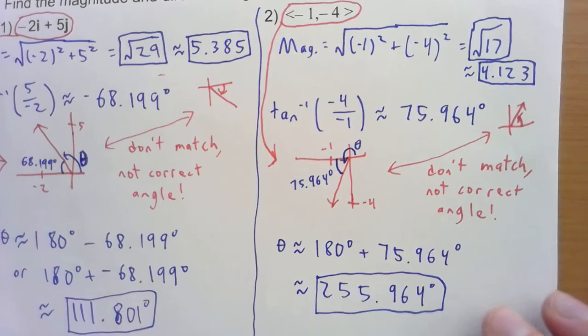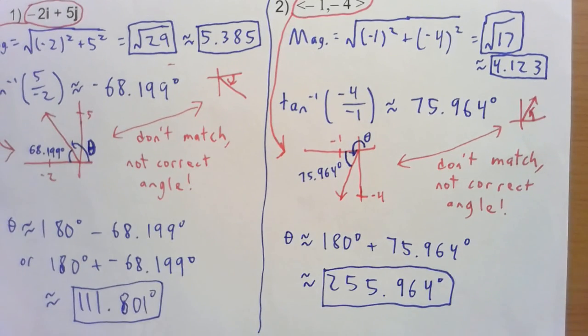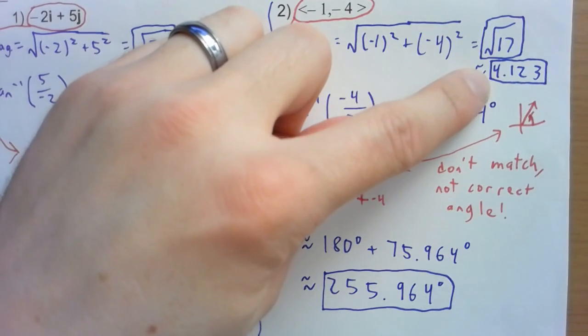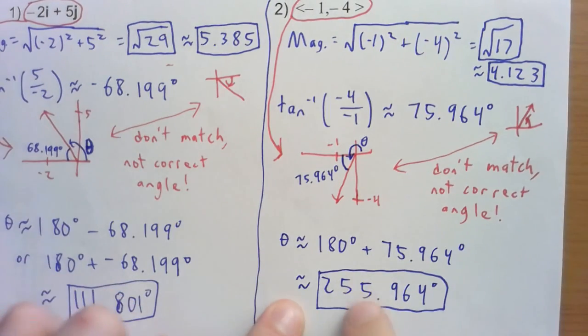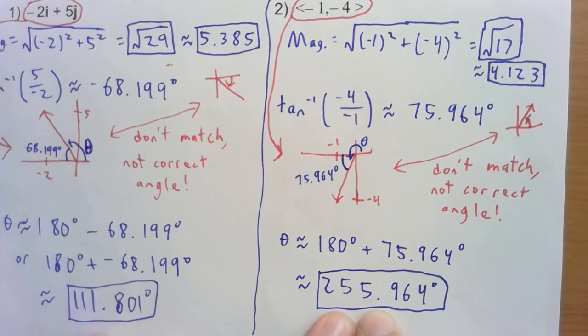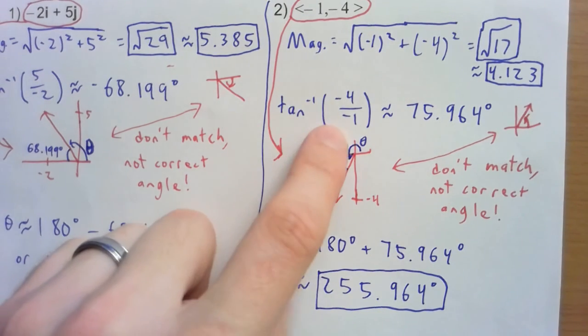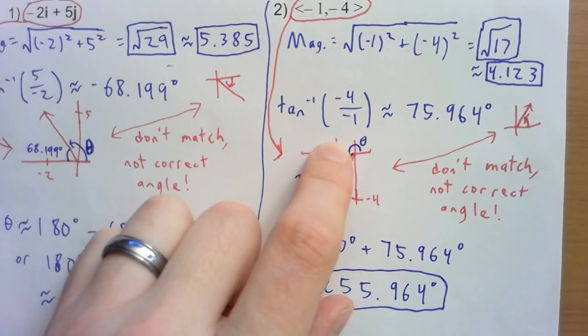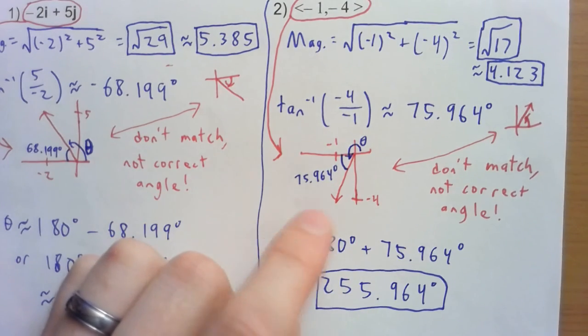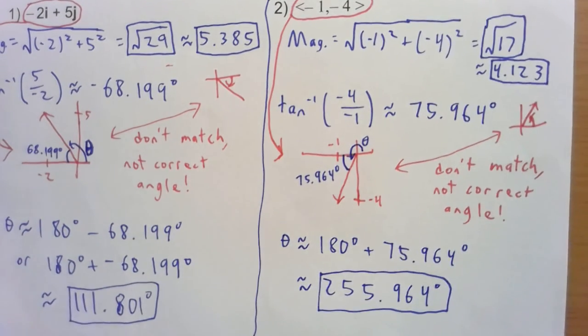All right, so we can check our answers here. So for the first one, you should have found the magnitude was √17 or 4.123, and then your angle should have been 255.964 degrees. Make sure you checked your quadrant. Don't just rely on what your calculator gives you. Okay, we had to change the quadrant. Again, that won't always be the case.